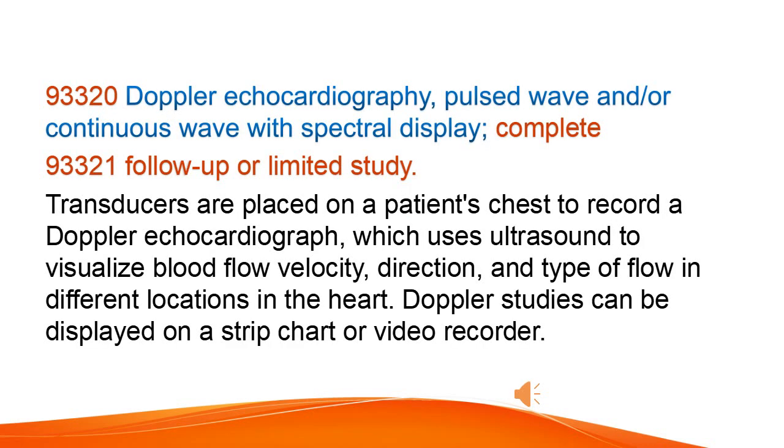Doppler echocardiography, pulsed wave, and/or continuous wave with spectral display, complete. Follow-up or limited study. Transducers are placed on a patient's chest to record a Doppler echocardiograph, which uses ultrasound to visualize blood flow velocity, direction, and type of flow in different locations in the heart. Doppler studies can be displayed on a strip chart or video recorder.